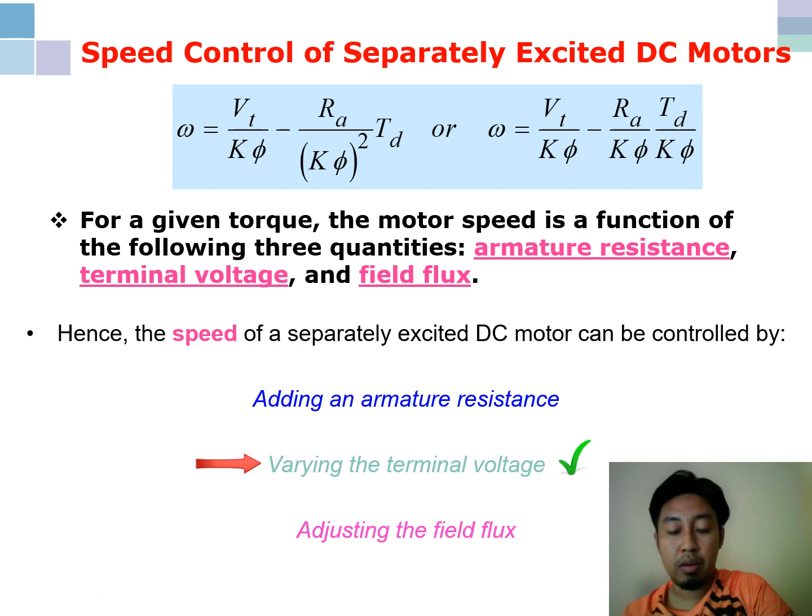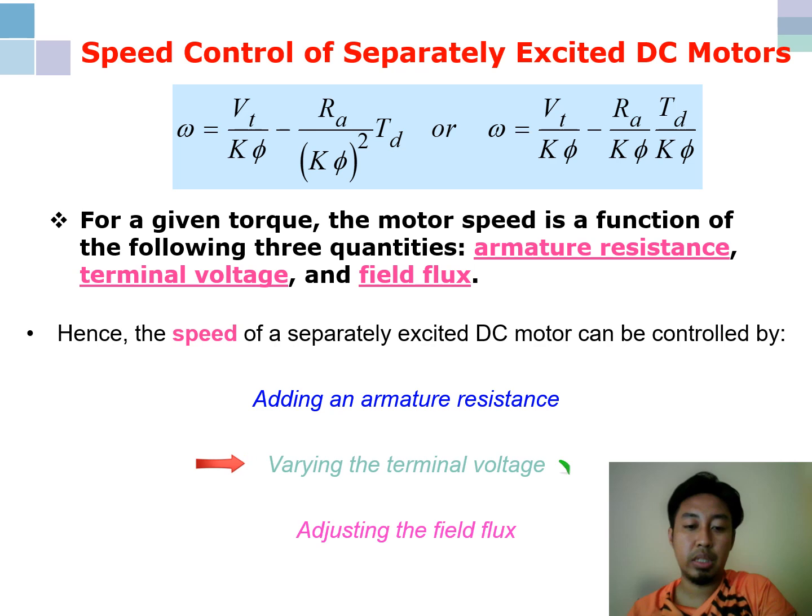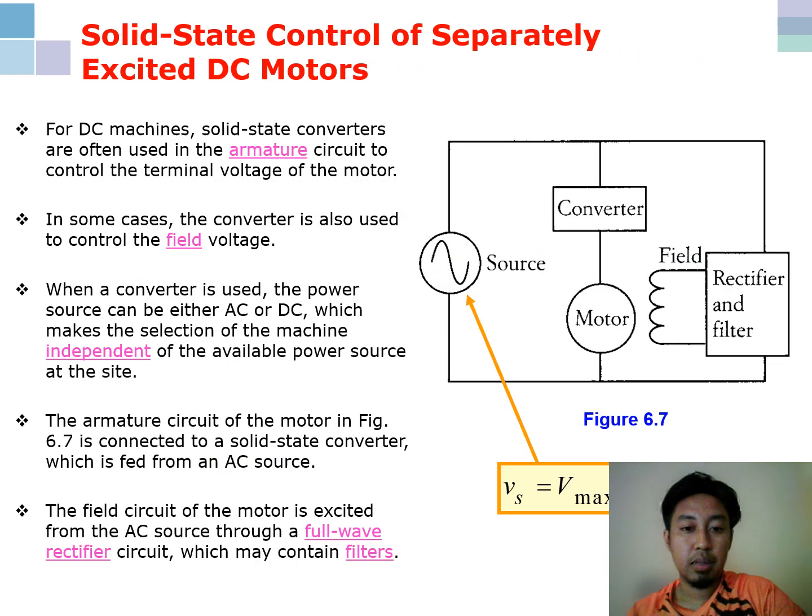If you still remember, the ways to control the speed of the motor are, first, adding armature resistance, then varying the terminal voltage, and then adjusting the field flux. In this part, we will focus more on varying the terminal voltage. This is the solid state control of the separately excited DC motor.